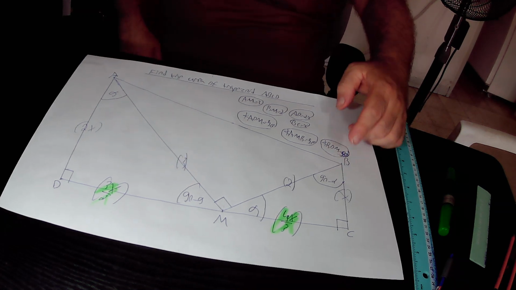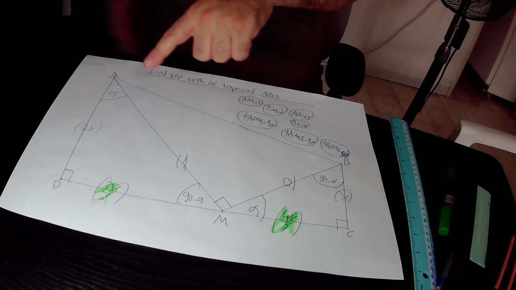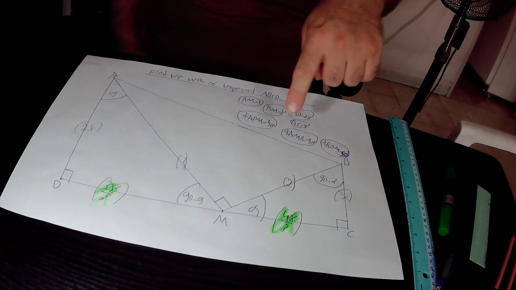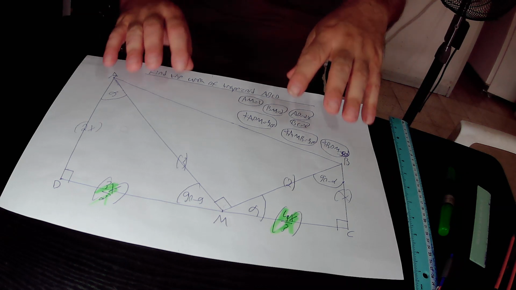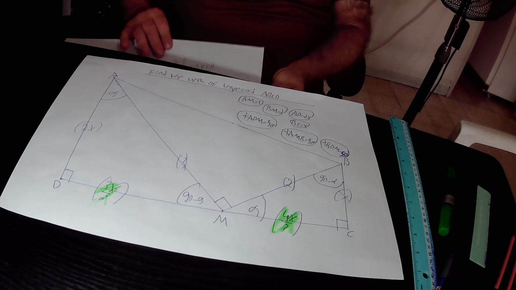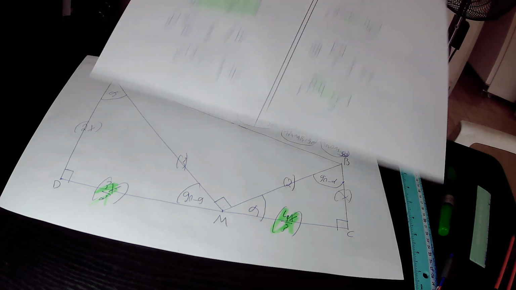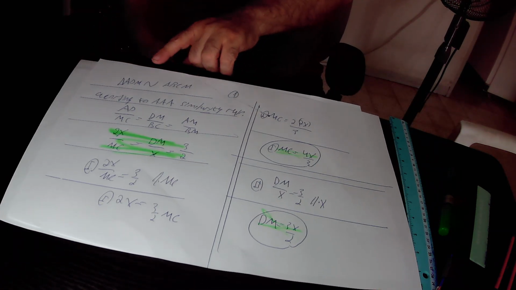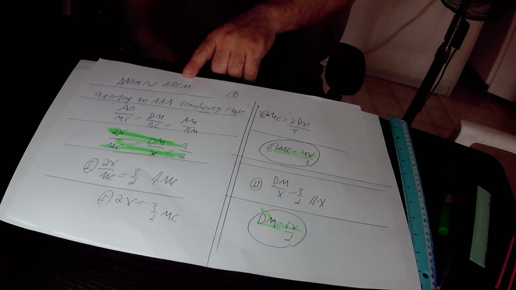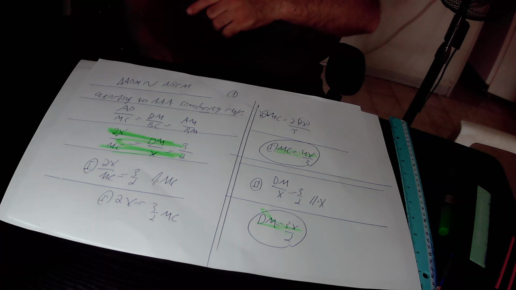So in total, we found out that all the angles of this right triangle ADM are correspondingly equal to all the angles of this small right triangle BMC, and therefore those two right triangles are similar to each other according to the angle similarity rule. So the big triangle ADM is similar to the small right triangle BCM according to the angle similarity rule.